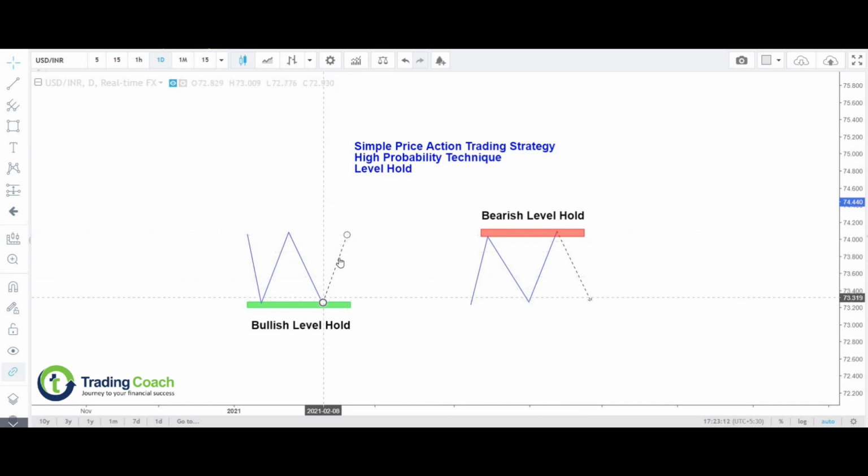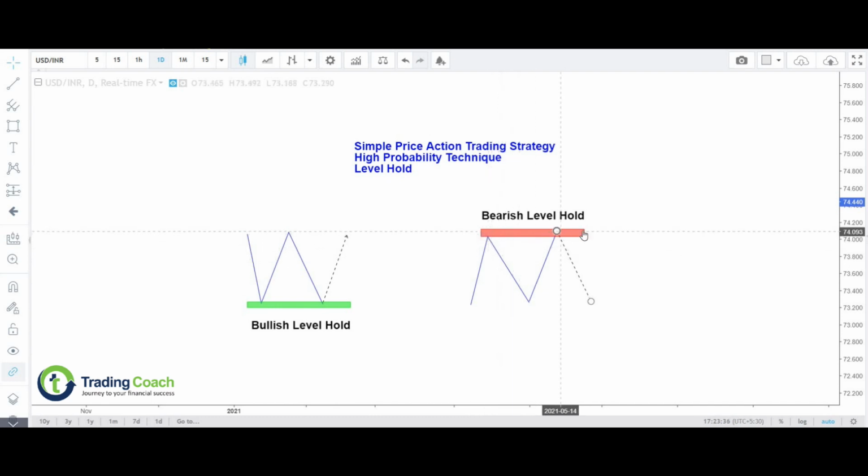This movement technically means that there is still some good buying pressure at this particular level. As the name suggests, bullish level hold means the bulls are simply holding the level. And bearish level hold is exactly the opposite of the bullish level hold.